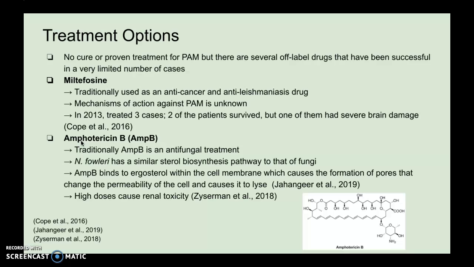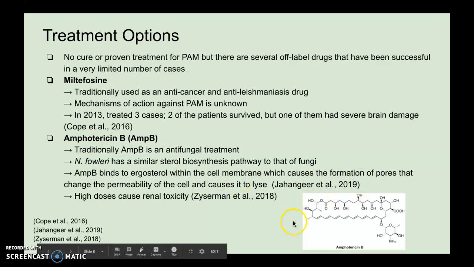Another treatment option is amphotericin B. Traditionally used as an antifungal treatment, it can be used to treat an N. fowleri infection because N. fowleri has a similar sterol biosynthesis pathway to that of fungi. So AMP-B binds to ergosterol within the cell membrane, creates the formation of pores, alters the permeability, and results in cell death. However, AMP-B is needed in high doses to treat PAM, and this is bad because that can cause renal toxicity. And then I included a picture of the chemical structure of amphotericin B.